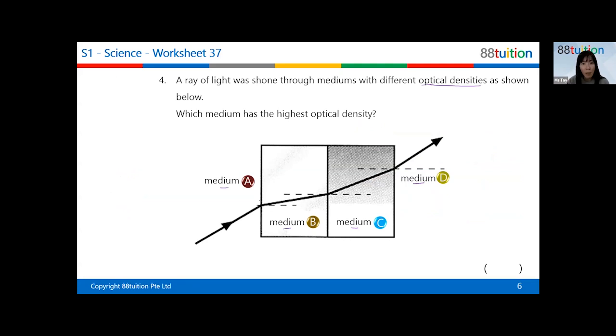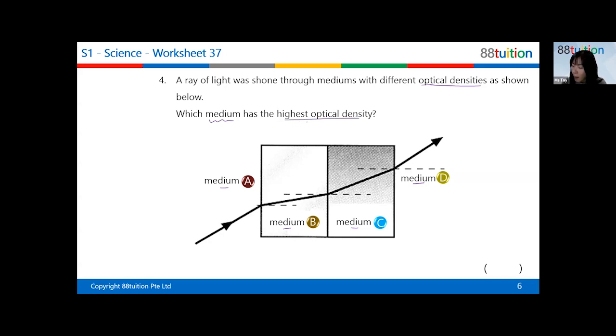Example, air is a medium. Okay, water is another medium. You can also have glass. You can have diamond, you can have many other materials. Okay, so if you're going to compare which medium will have the highest optical density.